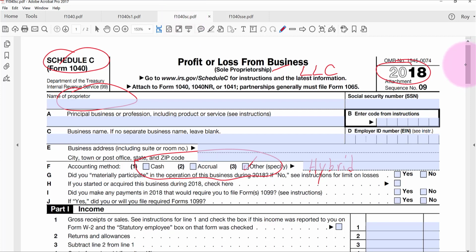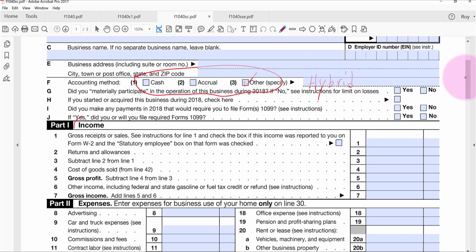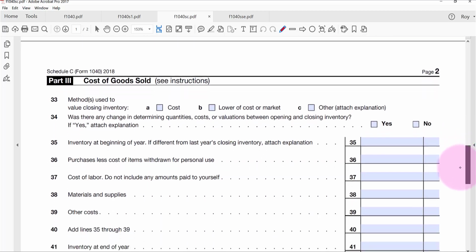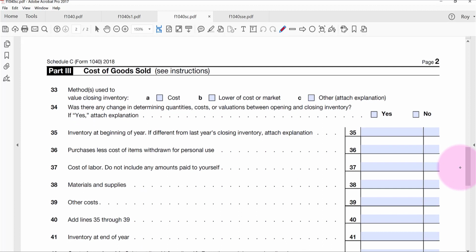Probably if you're a sole proprietorship, you're using the accounting period of a calendar year from January through December. So here in Part 1 are all the different types of business income, and the main one would be any service fees or sales reported here, minus the returns and allowances to get the net sales or net fees here. And we subtract out the cost of goods sold to get the gross profit. Cost of goods sold is calculated on the back side of this Schedule C.